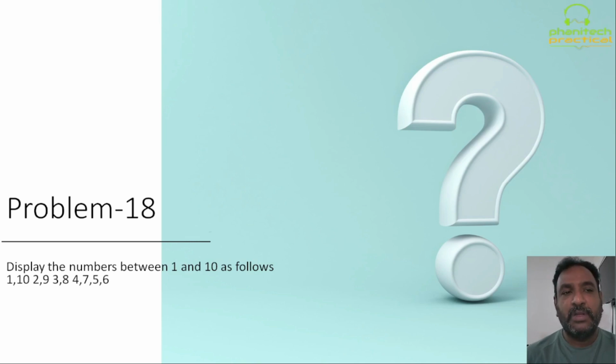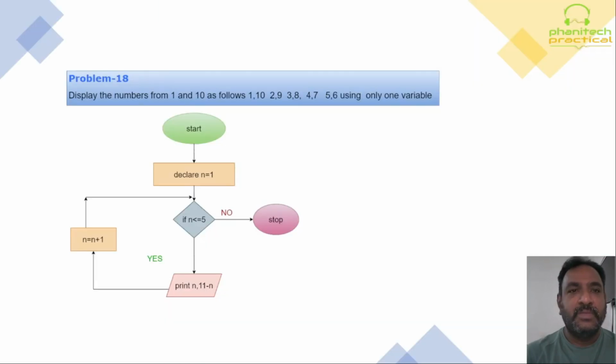If the n value is 1, then the next immediate value beside 1 is 10. If the n value is 2, the next value beside it is 9. So there is a relationship between n and the next number. What is that relationship? Initially the n value is 1, and 1 is less than or equal to 5. Here, what you want to display is the most important: print n comma 11 minus n. The n value is 1, and 11 minus 1 is 10.